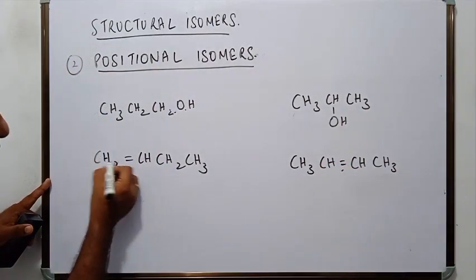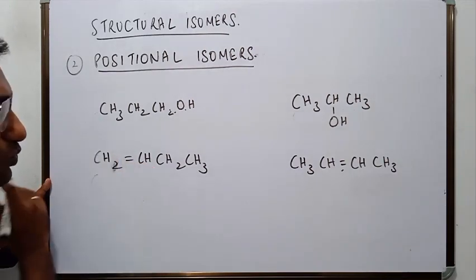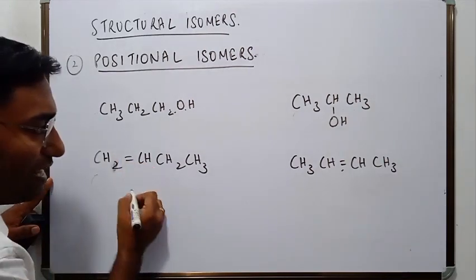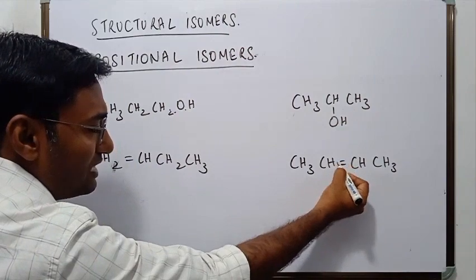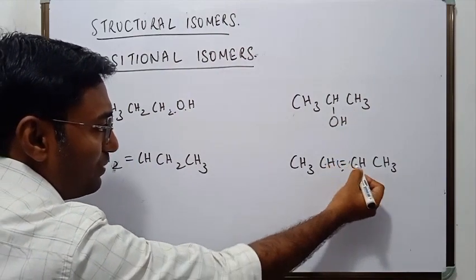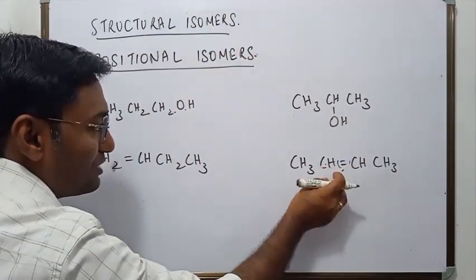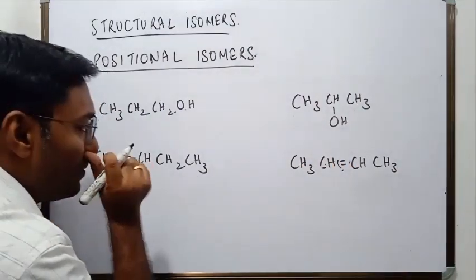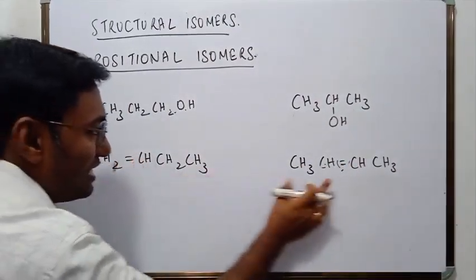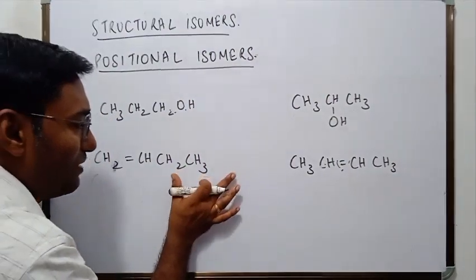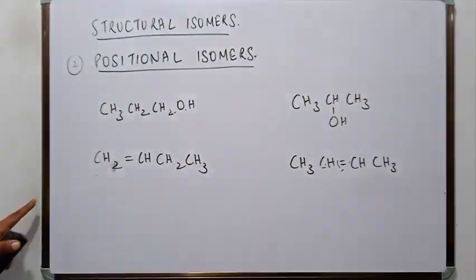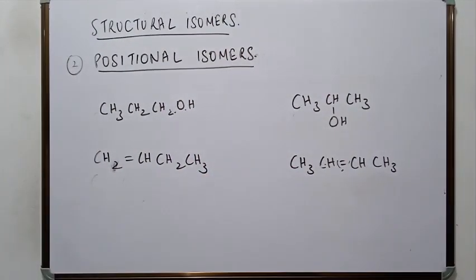Here the double bond is present between carbon atom 1 and 2, which makes it 1-butene, and here the double bond is present between the carbon atom 2 and 3, which makes it 2-butene. So here the position of the functional group that is attached to carbon chain is different. That makes 1-butene and 2-butene positional isomers of each other.